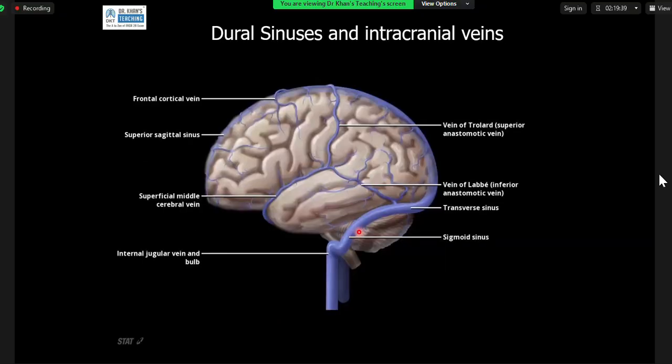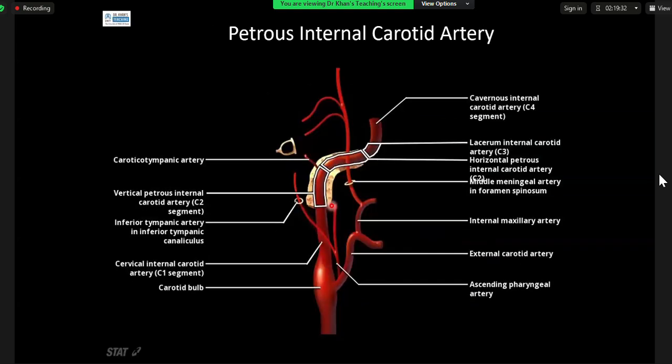So another view here. So this is the transverse sinus, then is the sigmoid sinus, and then is the jugular vein. On the other hand, within the temporal bone, the internal carotid artery has got its course and it passes through it to go into the cranial cavity. So there is a vertical portion and then there is a horizontal portion. Ultimately, it ends up in the cavernous portion of the internal carotid artery.